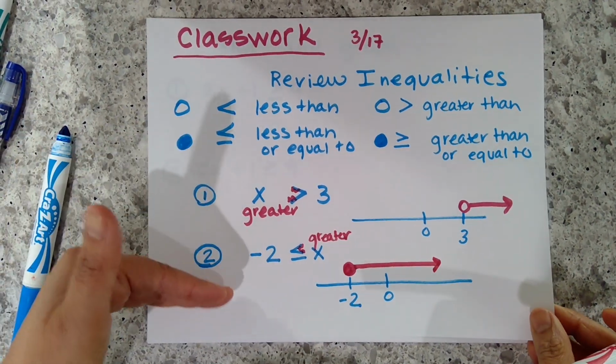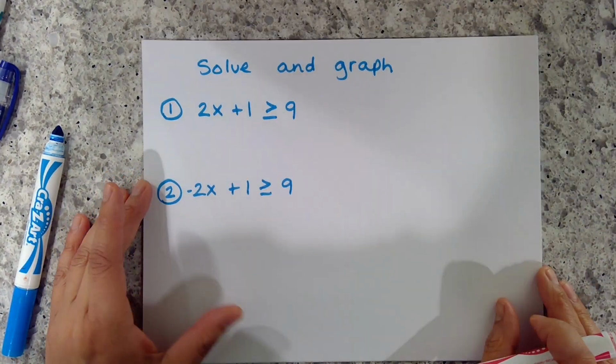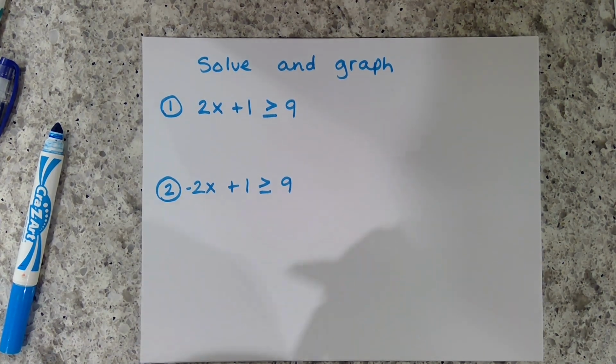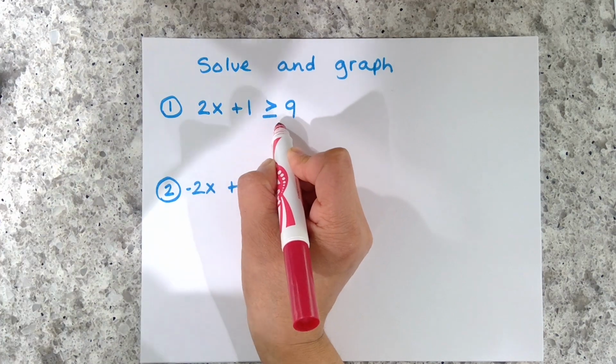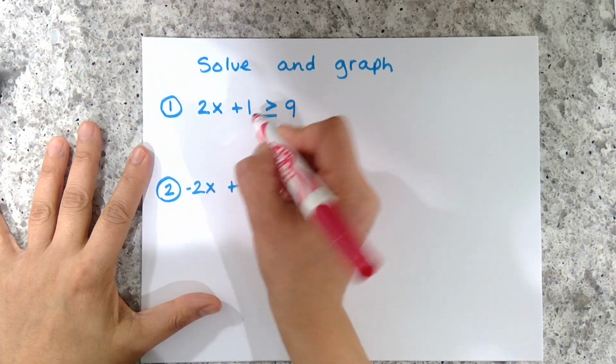So those are your basic inequalities. Now what you're going to do is you're going to take an equation and then graph it. You're going to solve it and then graph it in the same way. So first one, same thing. Instead of an equal sign, it's an inequality. So you just solve it the way you would an equation, but you keep the inequality symbol.